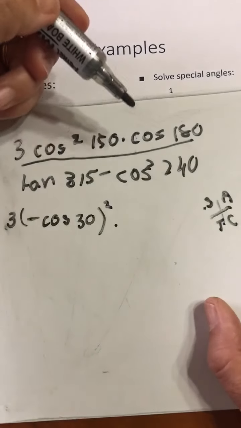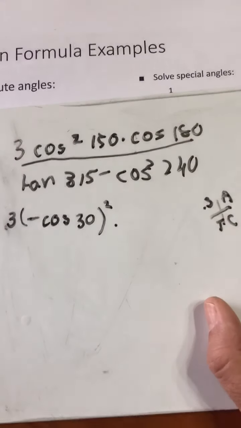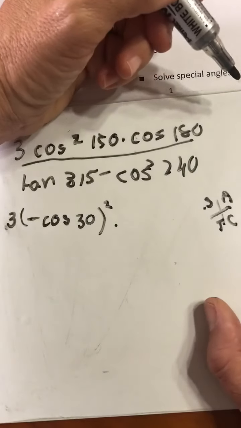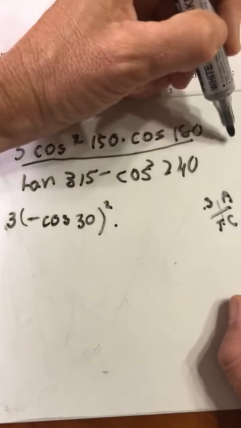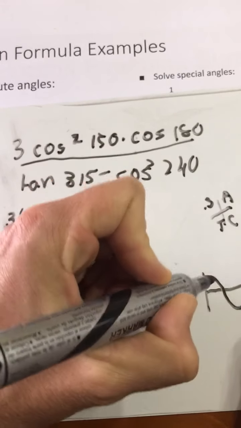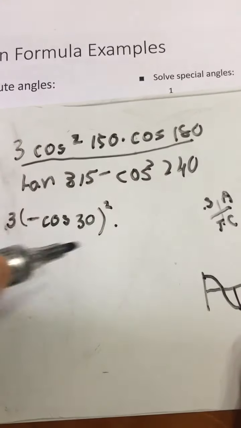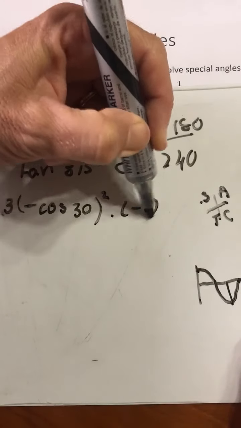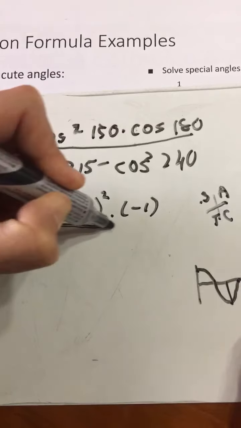Okay, and then cos 180, we are simply going to either use our calculator or think of it in terms of the CAST diagram, and that's 0, 90, 180, so we know it's going to be at negative 1. So that's just multiplied by negative 1. Okay.